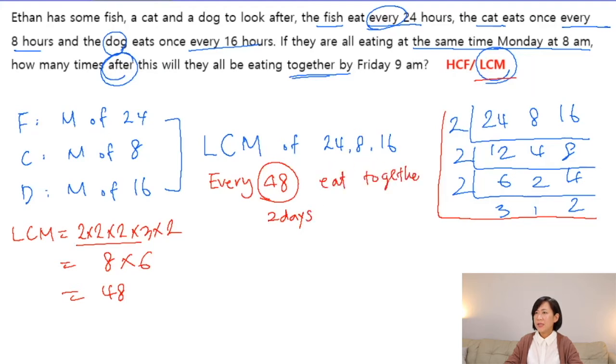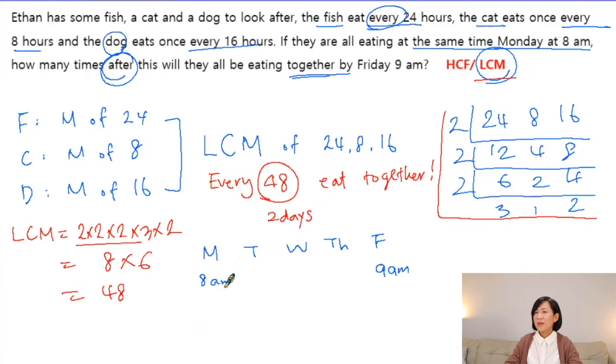So it says Monday 8 a.m. they eat together. Then let's write down the days of the week until Friday. Now, as we found, the LCM is 2 days. So every 2 days they eat together. So Monday, the next 2 days later, Wednesday 8 a.m. Then 2 days later, that is Friday 8 a.m.